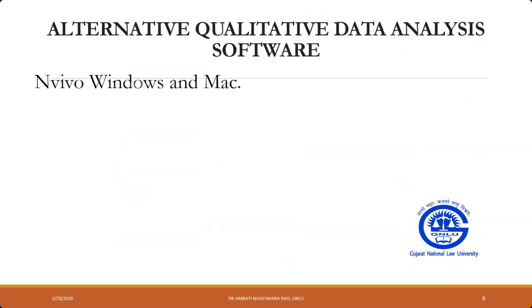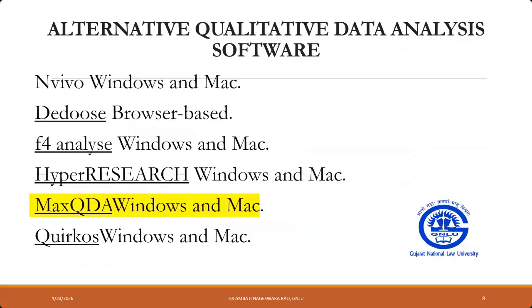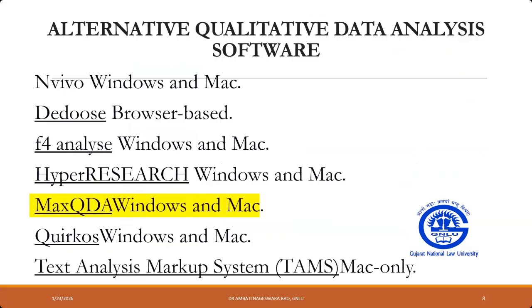So what are the alternatives other than MAXQDA? NVivo is one. Another one is DDoS. Other than NVivo, Atlas.ti and MAXQDA, the rest of the software have very limited features. The rest, like DDoS, F4 Analyse, HyperRESEARCH, Quirkos and text analysis tools, are qualitative data analysis software, but they have very limited features available.